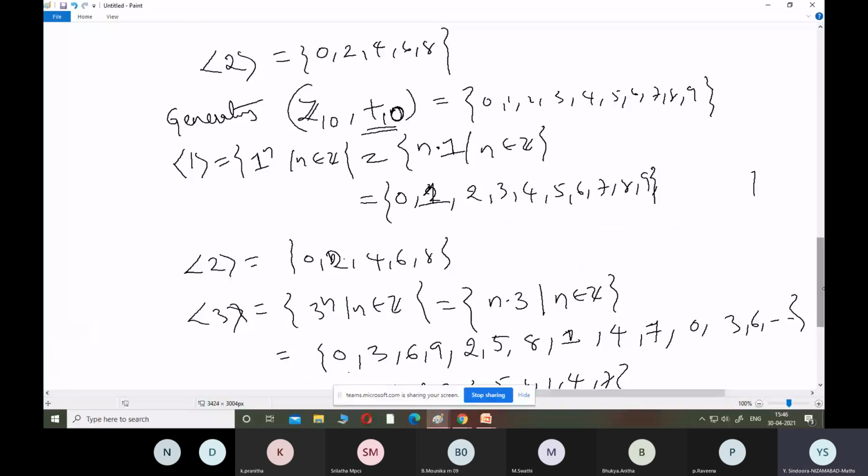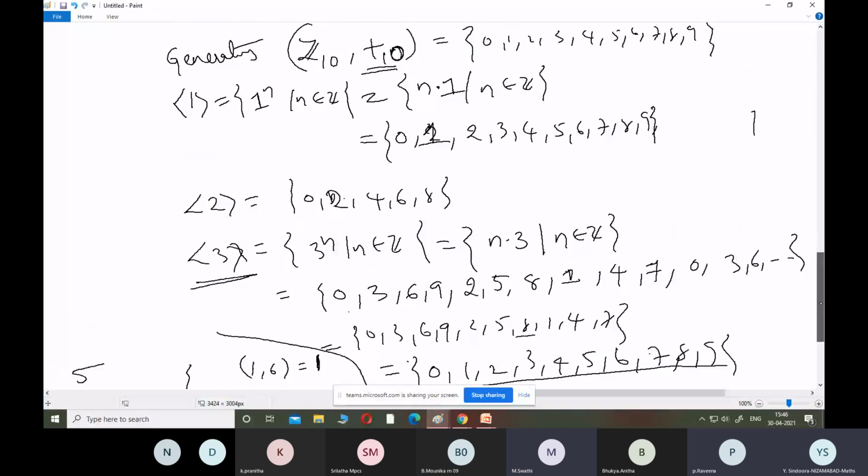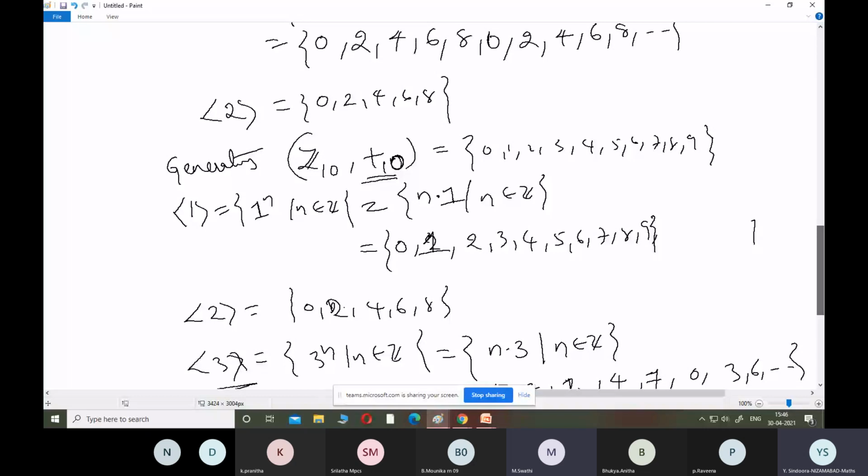So can I say the cyclic group of 3 is a generator? It is producing all elements of Z10, right? Yes, very good. Can I say the cyclic group of 1 is a generator? Yes, 1 is a generator for Z10. Can I say 2 is a generator for Z10? No, I can't say, right? Very good.